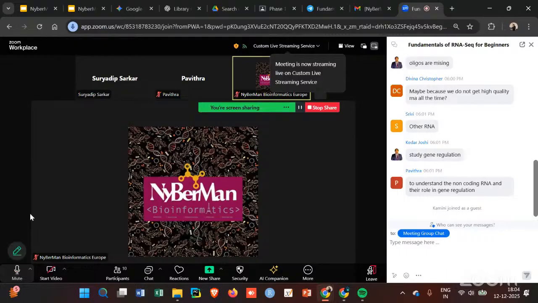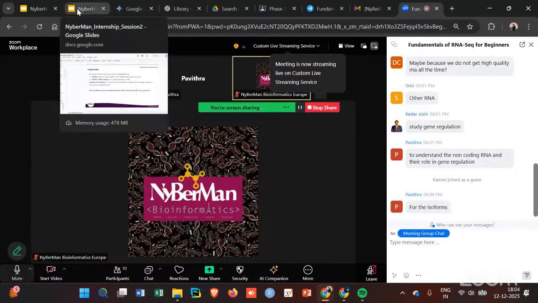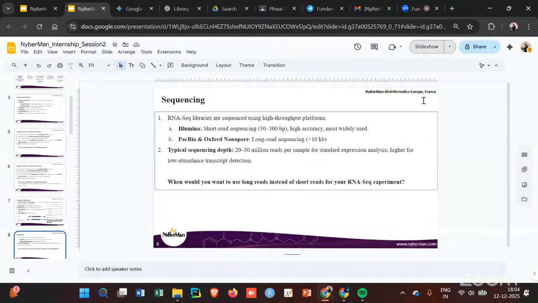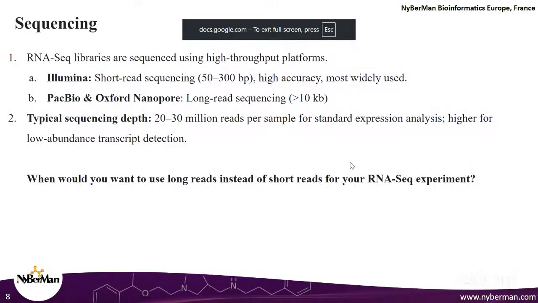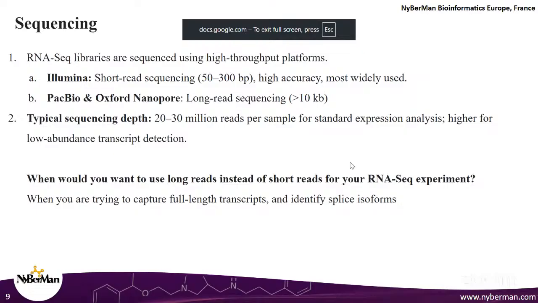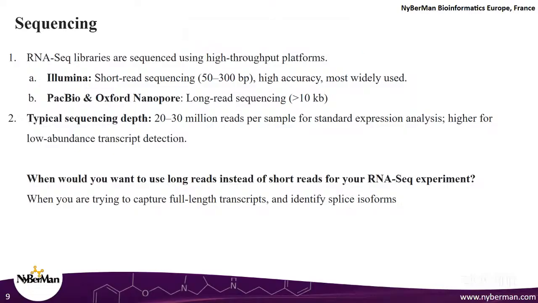Okay, so for the isoforms, yes, correct, very good. The simple answer, as Pavitra said, is when you are trying to capture full length transcripts and identify splice isoforms. That is when you would opt for long read sequencing using PacBio or Oxford Nanopore, and not short read Illumina. Okay.